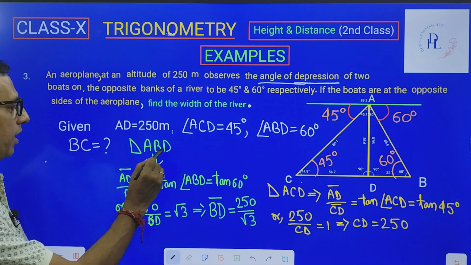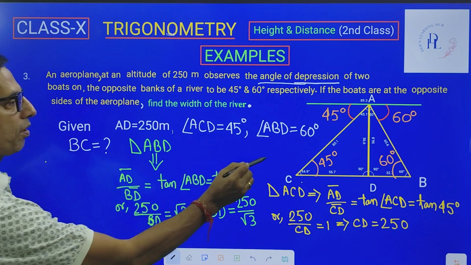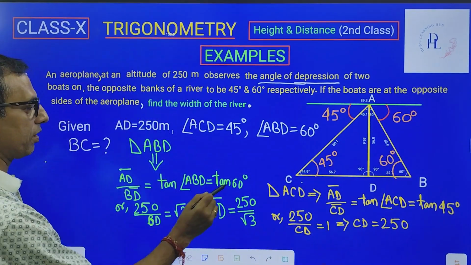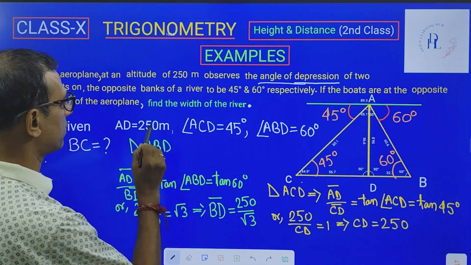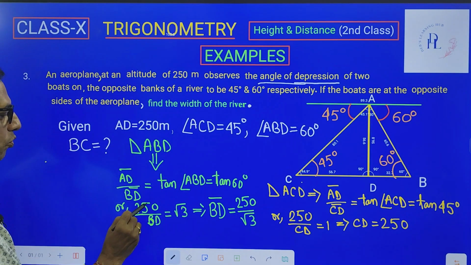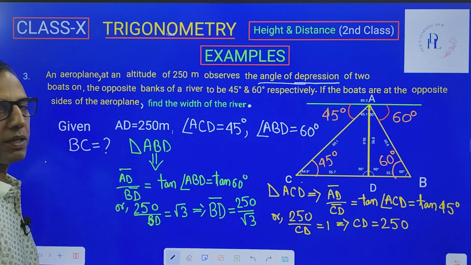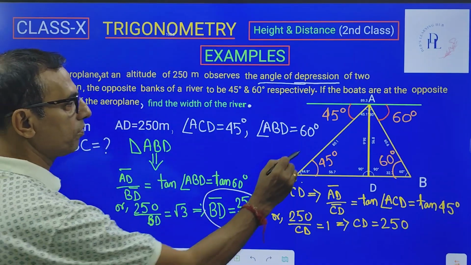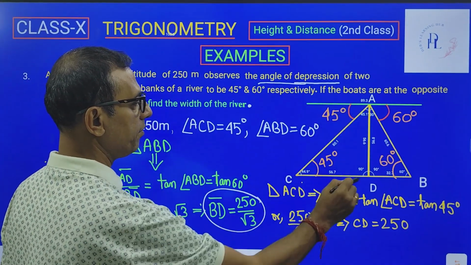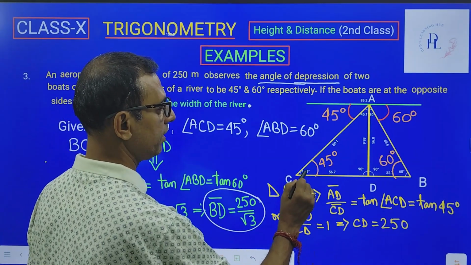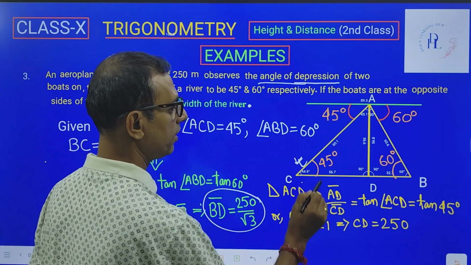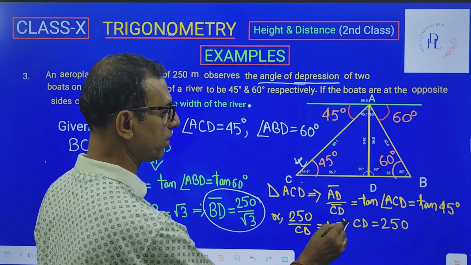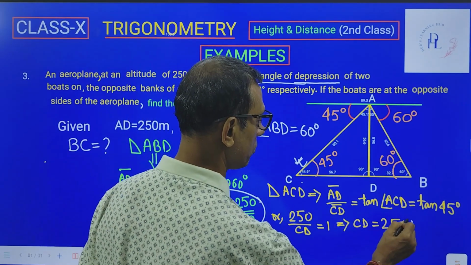From triangle ABD, AD by BD equals tan 60 degrees. Replacing AD with 250 meters, 250 by BD equals root 3, so BD equals 250 by root 3. Now from triangle ACD, AD by CD equals tan of ACD, that is tan 45 degrees, which equals 1. So 250 by CD equals 1, CD equals 250. So this is also found.